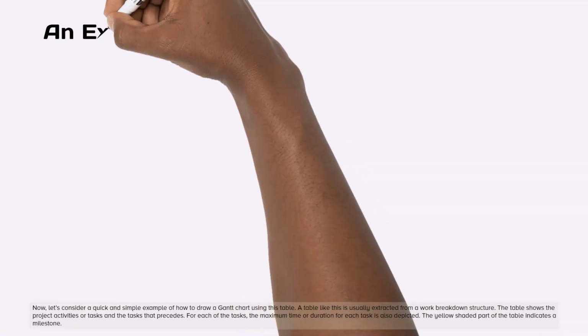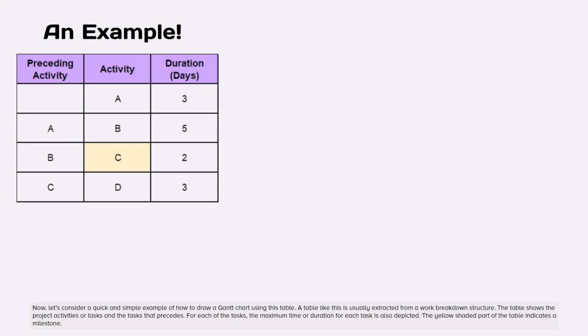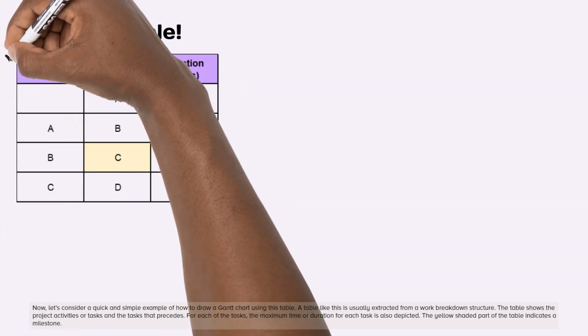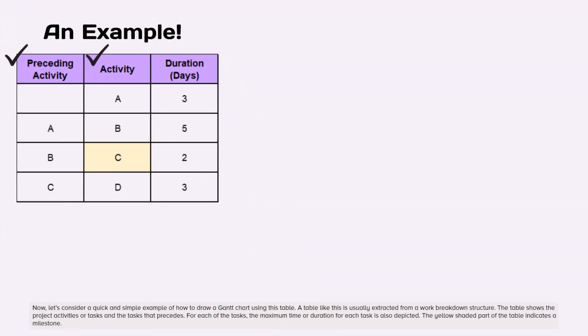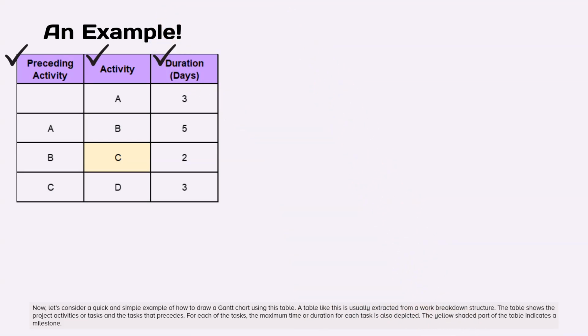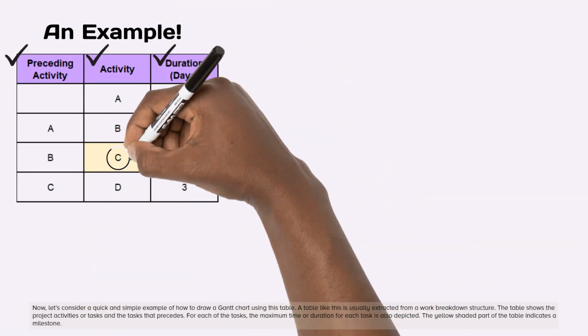Now, let's consider a quick and simple example of how to draw a Gantt chart using this table. A table like this is usually extracted from a work breakdown structure. The table shows the project activities or tasks and the tasks that precede them. For each of the tasks, the maximum time or duration is also depicted. The yellow shaded part of the table indicates a milestone.